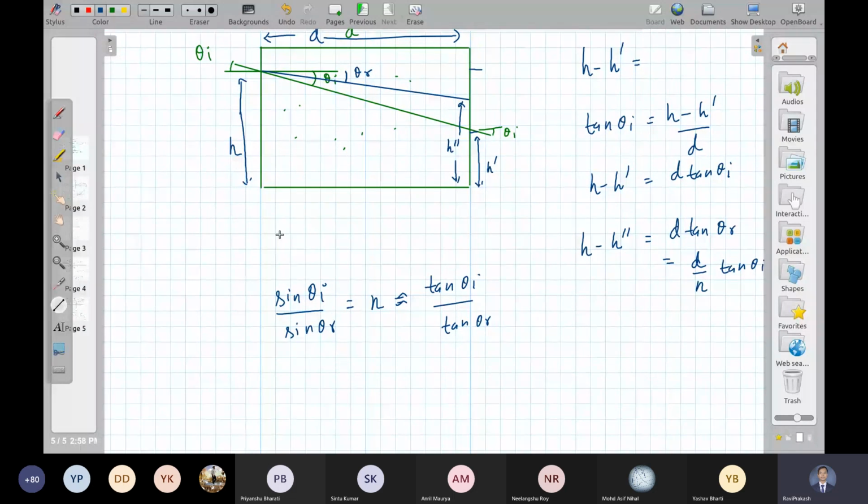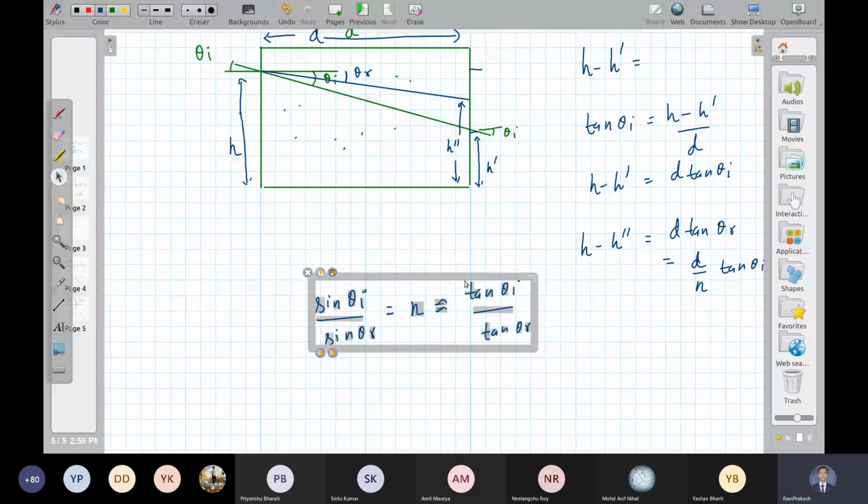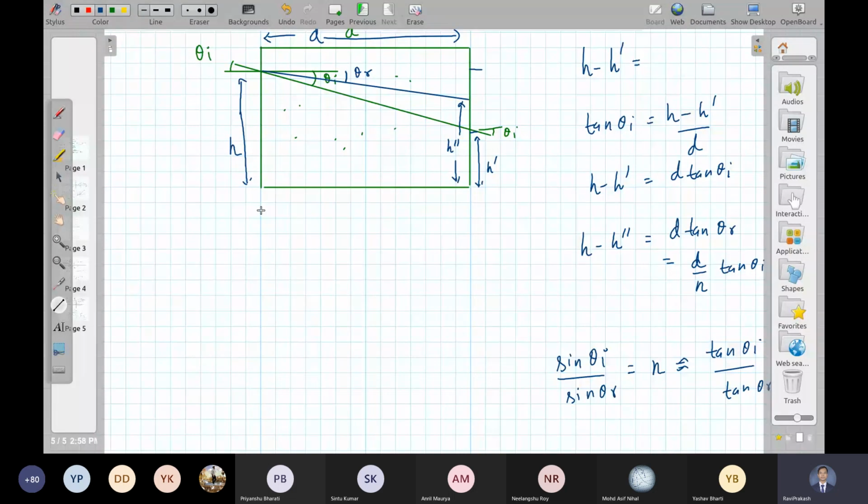क्या केस है वो? Let me move it on right side. इसको राइट में मूव करते हैं. I am considering again air slab. मैं फिर से air slab consider कर रहा हूँ. But now I am going to change the width of this air slab. इस एयर स्लैब की विड्थ को मैंने कम कर दिया. कितना कर दिया इस बार मैंने? d अपॉन n.